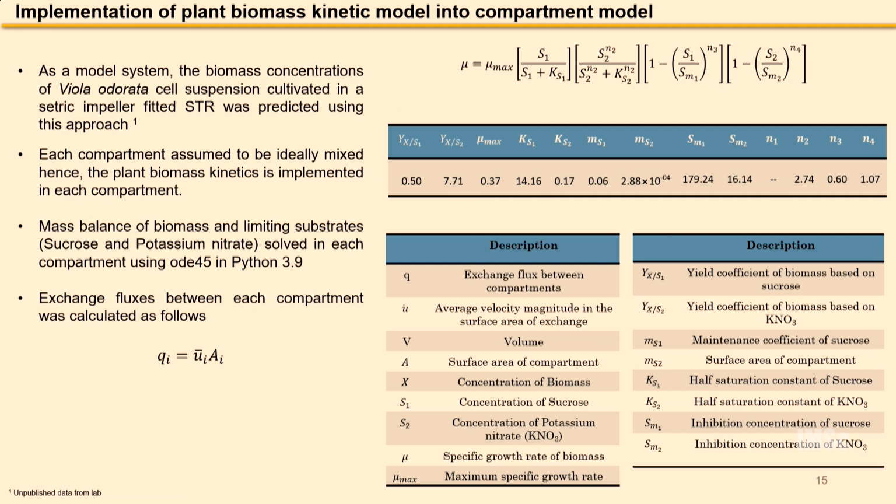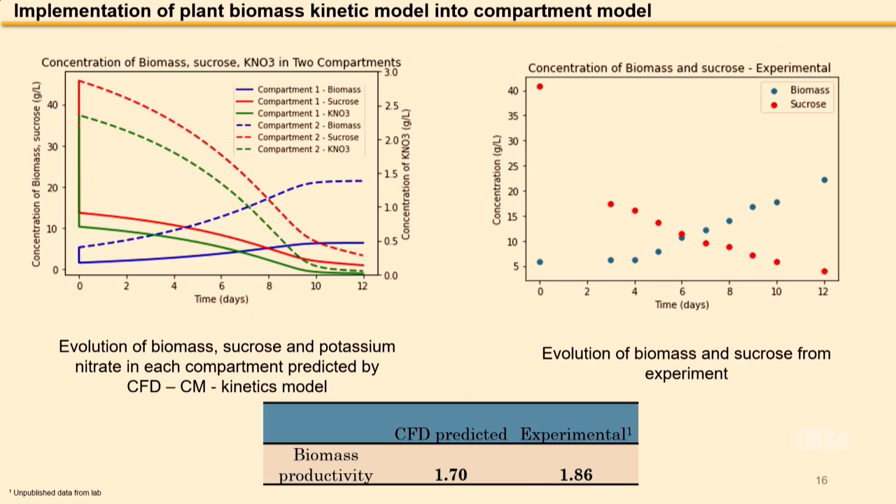We coupled these two sets of equations and solved the biomass production kinetics and the substrate utilization kinetics using a Python model. Compartment-wise, we were able to see the evolution of biomass and of the substrates sucrose and potassium nitrate. Why these two substrates? Because these were the limiting substrates for this particular cell culture. We simulated for up to 12 days, and the CFD-predicted model matched the experimental evolution of biomass and sucrose.